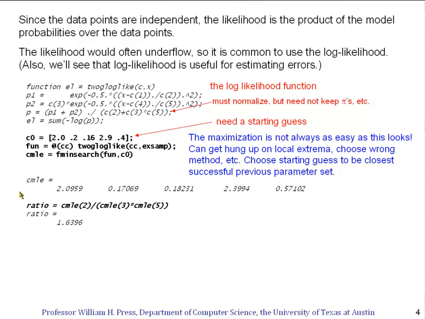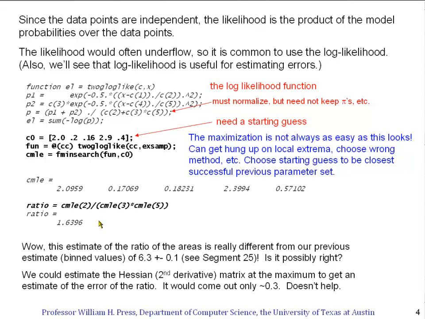Anyway, in this case it works just fine, and we get these values for the parameters of the maximum likelihood estimate. We're interested in the ratio of the two areas, and those two areas, well, you see them as the two separate terms up here, are the ratio of the fitted parameter 2 to the product of the fitted parameter 3 times the fitted parameter 5. And that comes out 1.6396.